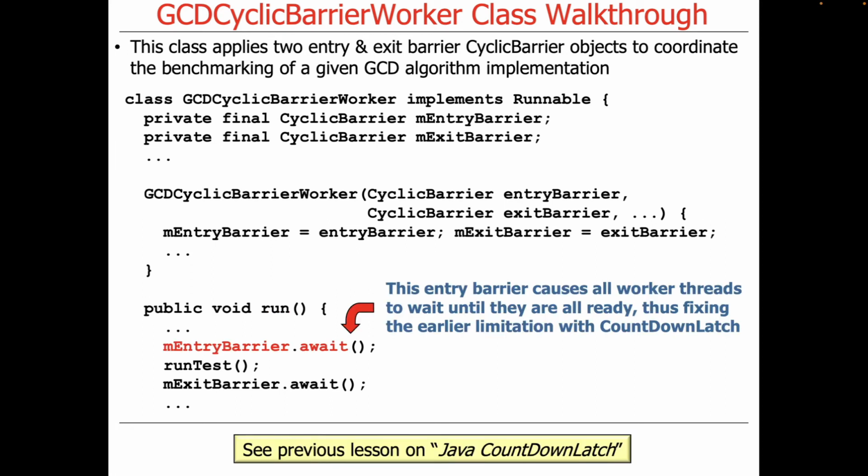And you can see here that each of these threads, remember there's going to be as many of these calls to run as there are GCD algorithms to be tested. They're all going to call await, and they're all going to block there until everybody's await has been called, at which point they can proceed. And that, again, fixes that earlier limitation with countdown latch that we saw in our previous lesson on countdown latch and the example there. So after everybody calls await, then they return.